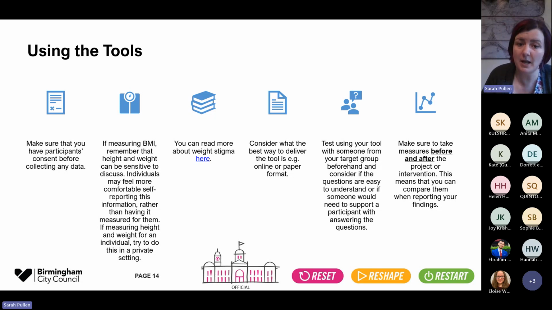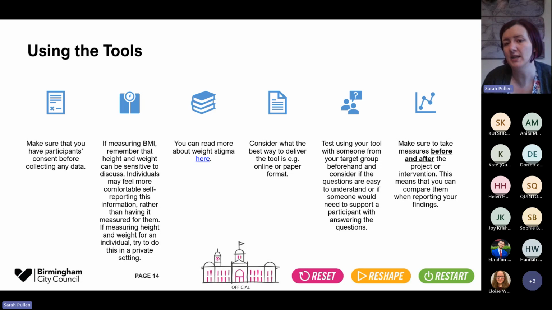There are some great resources about weight stigma on the link that I've included there. It's really important that we stop stigmatizing people around weight. You can be technically a healthy weight and have a poor diet, or you can be technically overweight and have a fantastic diet. So associating stigma and judging people on their weight is something we really need to avoid. And it's really important to think about what language we use, so I'd highly recommend looking at the weight stigma resource that's attached.